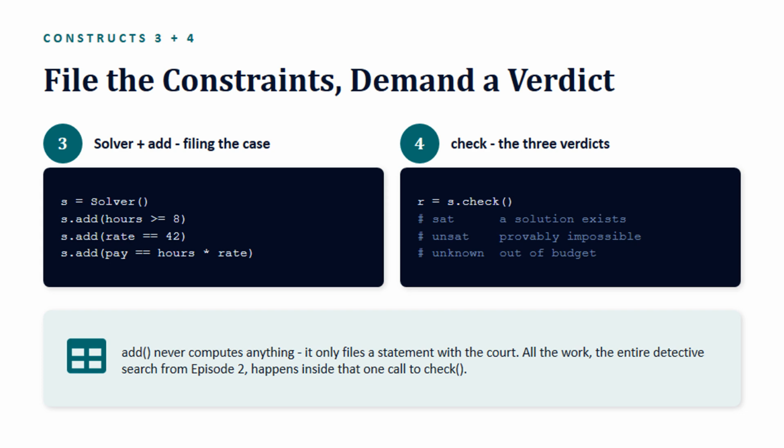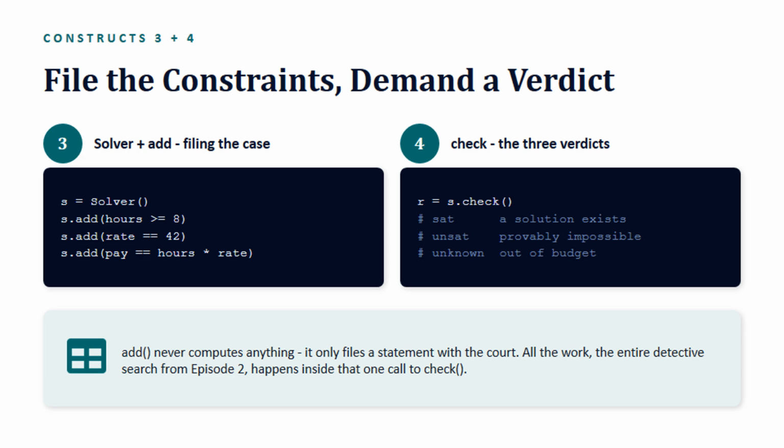Constructs 3 and 4, the courtroom workflow. Solver, with a capital S, creates the court. And then s.add files a constraint: hours is at least 8, rate equals 42, pay equals hours times rate. Notice that double equals sign. It is not assignment, it is a statement of fact, a claim that these quantities are equal in any acceptable world.